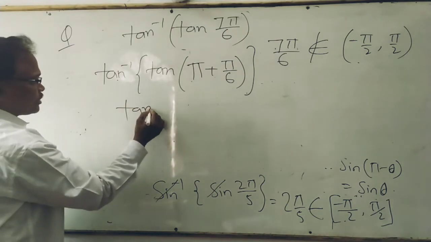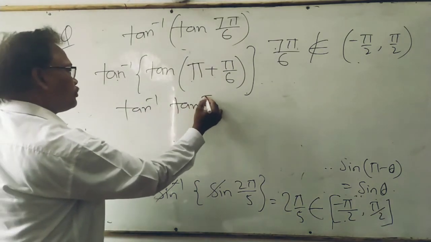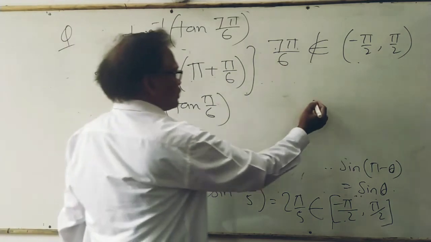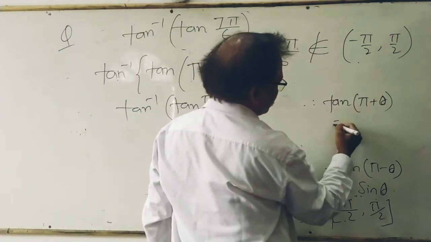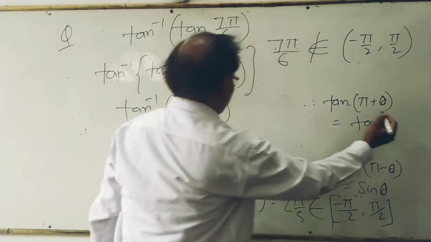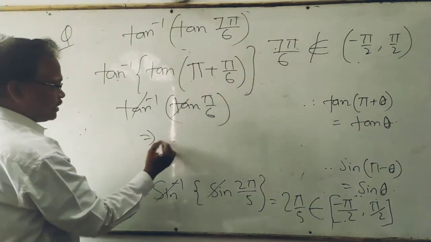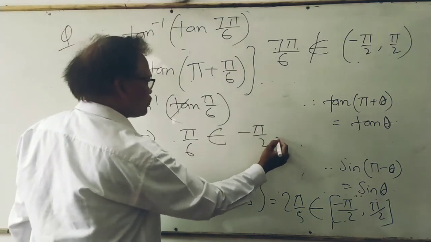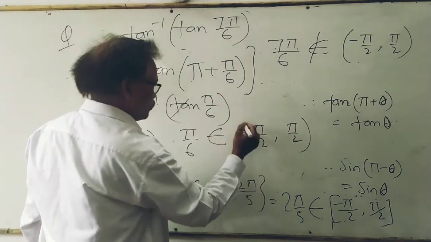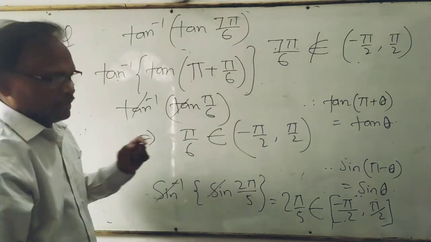So you can write now tan pi by 6, but also you will write here the formula. Okay, then you can cancel it, and pi by 6 belongs to minus pi by 2 to pi by 2. This is the answer.